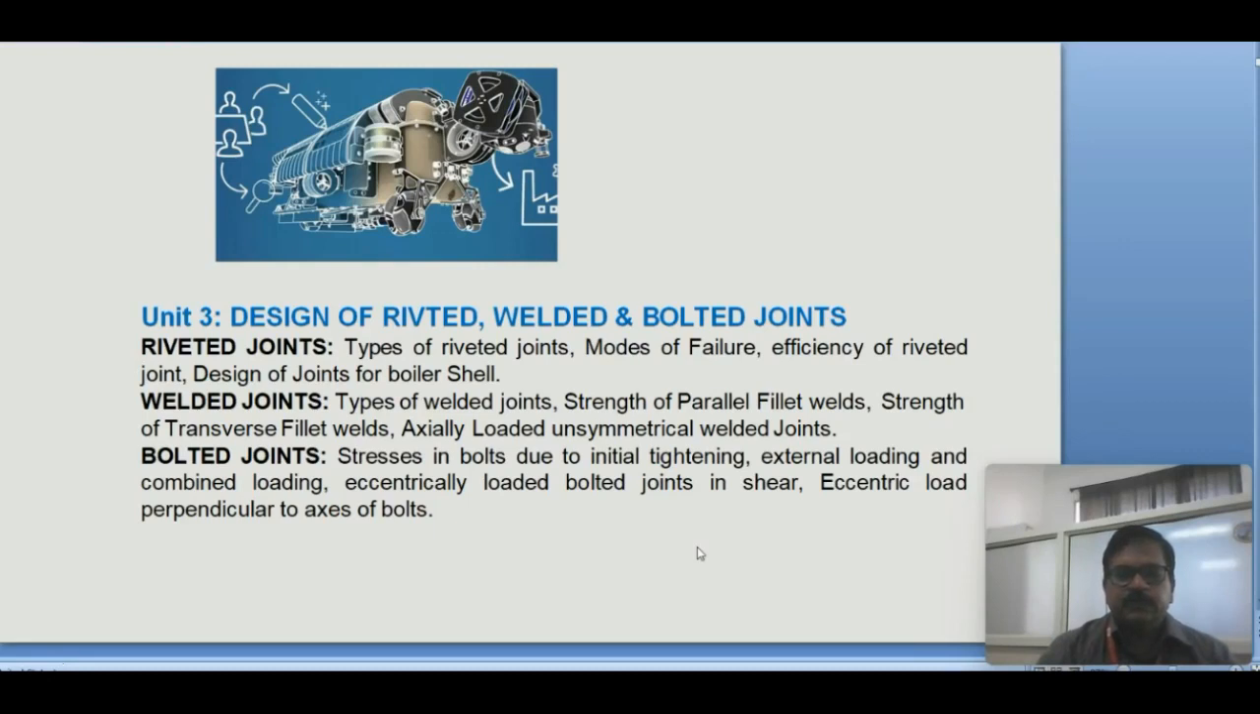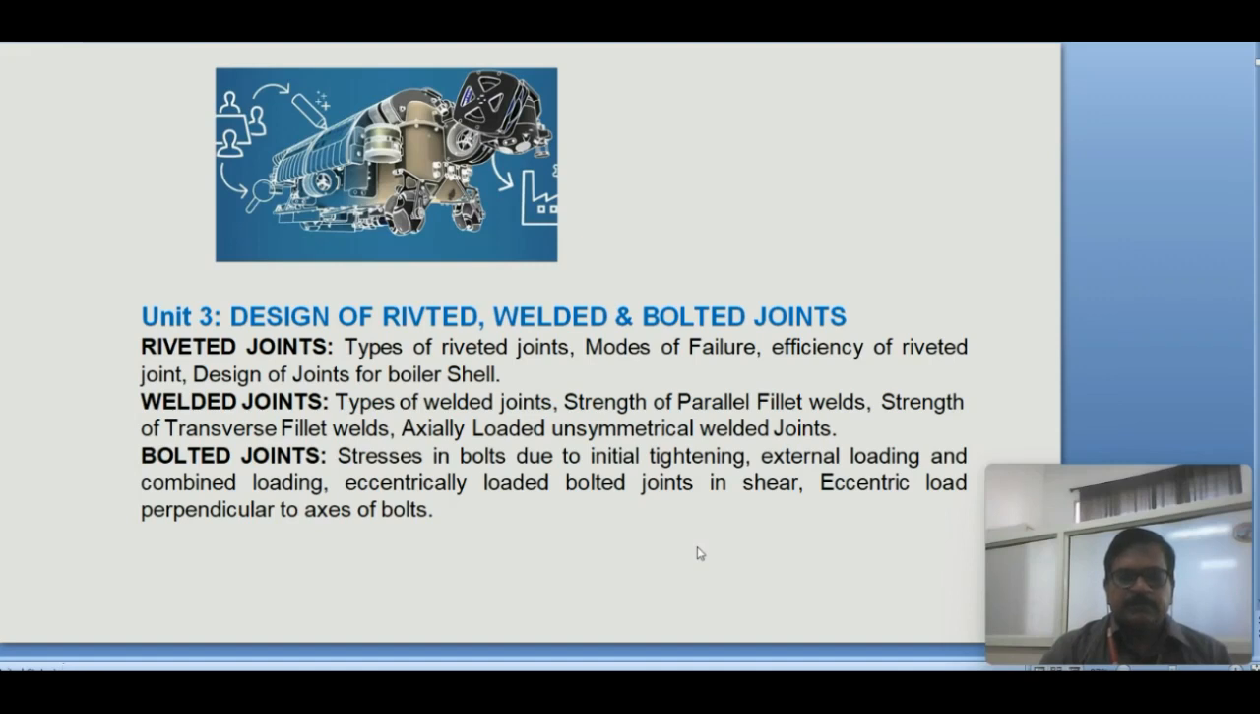In today's class, I'll be starting unit number 3. The contents are design of riveted, welded, and bolted or screwed joints. In the riveted joints, first we will discuss the types of riveted joints, modes of failures, efficiency of a riveted joint, and design of riveted joints for a boiler shell.